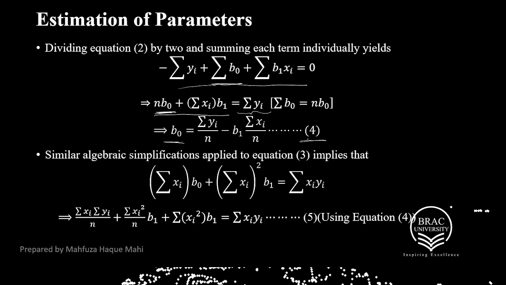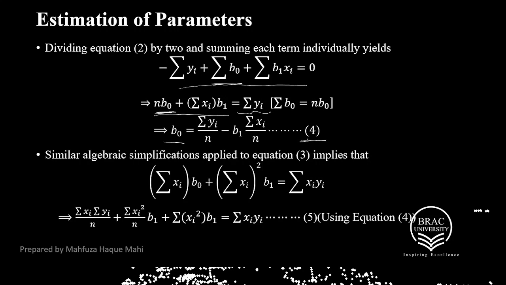Similar algebraic simplifications can be done for equation 3. What we have done for equation 2, that is dividing the equation by 2 and summing each term, we will do the same for equation 3. We divide equation 3 by 2 and sum each term individually, and what it implies is that summation of xi b0 plus summation of xi square b1 equals summation of xi yi.